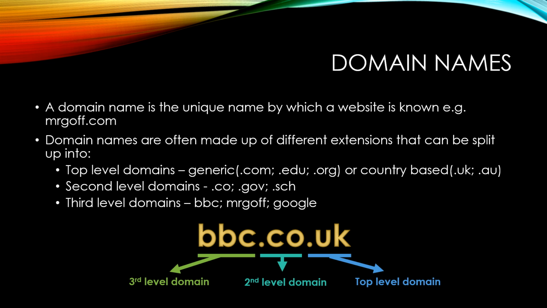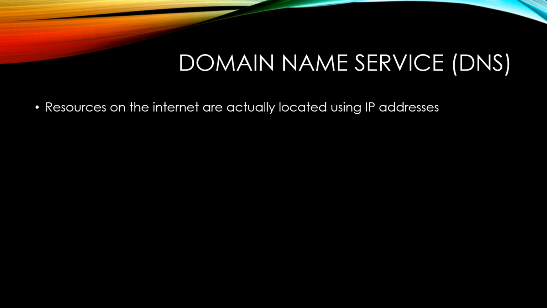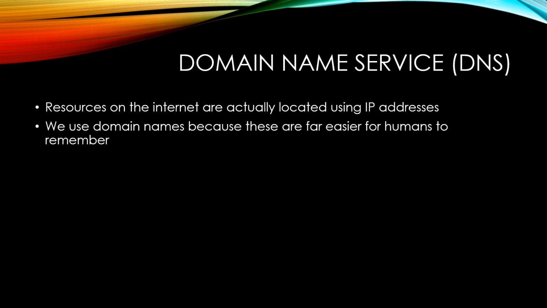These are also for the purpose of giving an idea of what the website does. Third-level domains are the name of the actual website itself, so BBC in bbc.co.uk, Mr Goff in mrgoff.com and Google in google.co.uk. Resources on the Internet are actually located using IP addresses. We use domain names because these are easier for humans to remember.